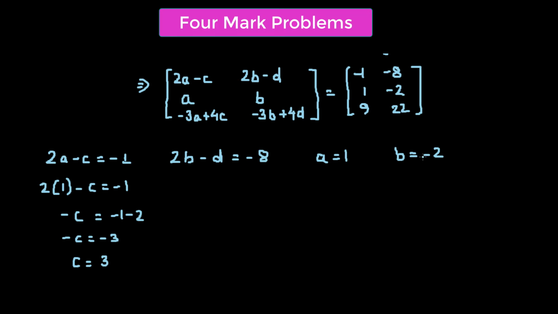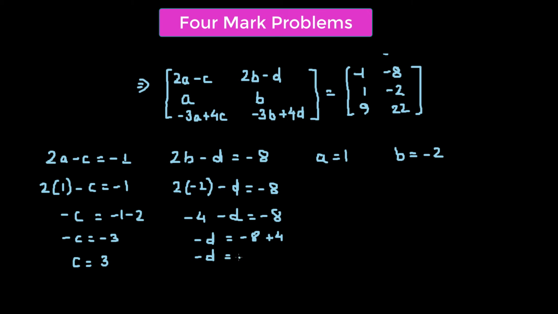Then we take B equals negative 2 and plug it into the second equation. So we have 2 times negative 2 minus D is equal to negative 8. So this is negative 4 minus D is equal to negative 8. Negative D is equal to negative 8 plus 4. So negative D is equal to negative 4. And multiplying both sides by negative 1, we get D is equal to 4. So we have all the 4 values. That means our matrix A is simply 1, negative 2, 3, and 4. So this is our required matrix.